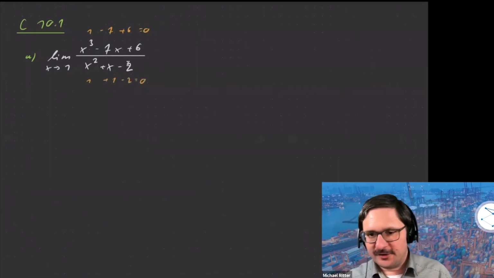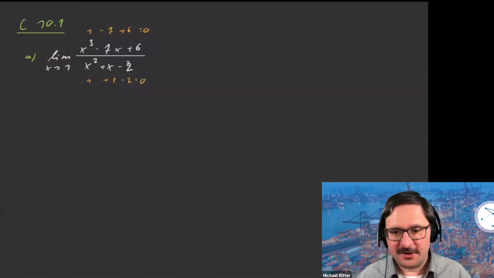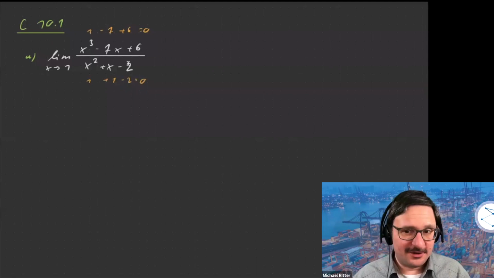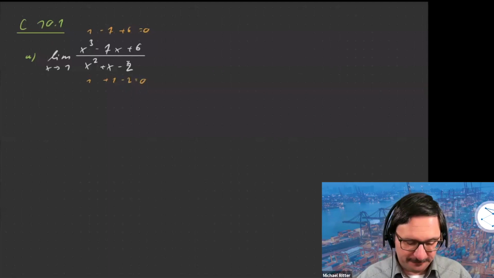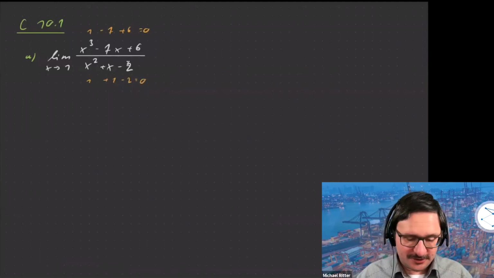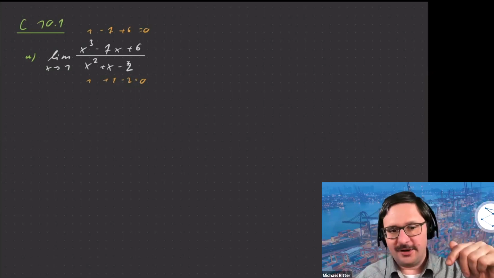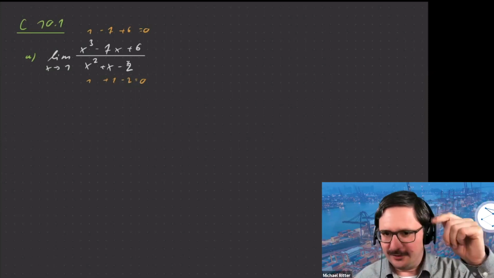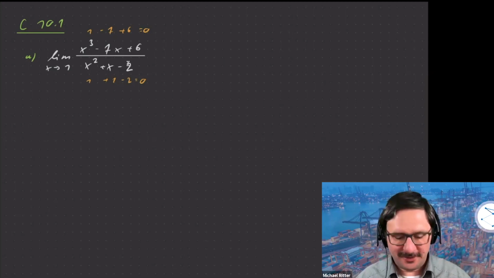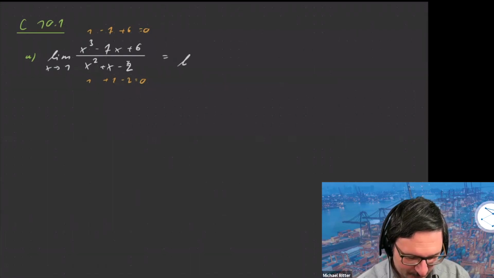For the numerator, 0 will be fine. For the denominator, obviously, it's not. So 0 divided by 0 is just not defined, and that means we'll have to find another way. What we have also seen by doing the substitution is that 1 is a root of both the numerator and the denominator. And that means we should be able to factor out the factor x minus 1.